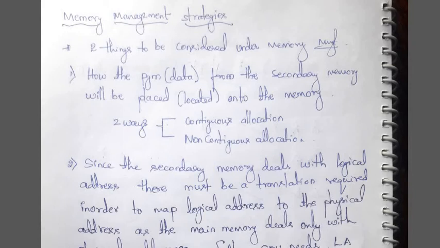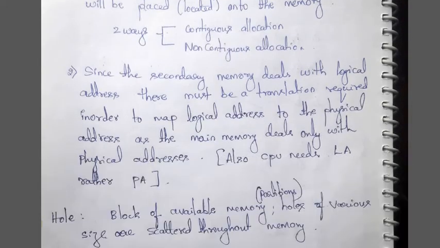The second point says that since the secondary memory deals with logical addresses, a translation is required in order to map the logical address to the physical address, as the main memory deals only with physical addresses. So this is the address translation. These are the two major tasks we need to worry about under main memory management.